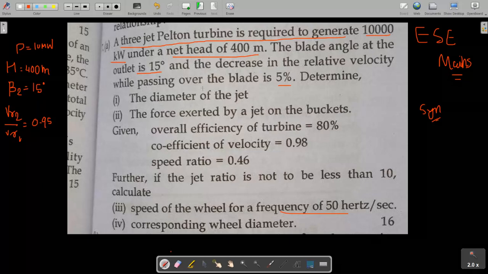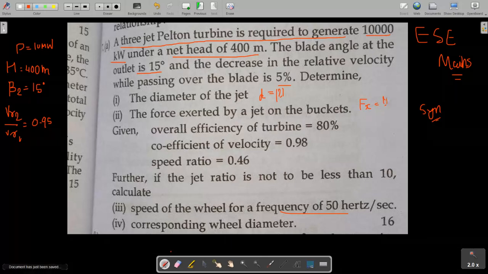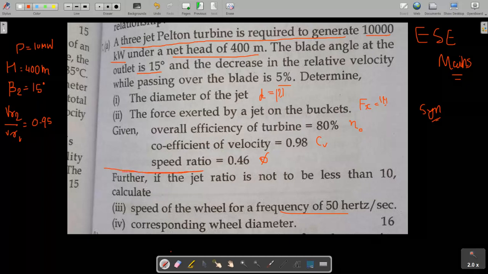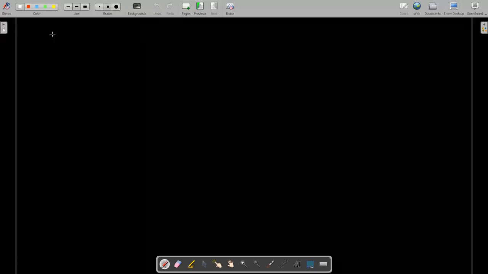Determine the jet diameter, small d we have to find, and the force exerted by the jet on the bucket, this force that we have to find. The overall efficiency of the turbine is given to us, the coefficient of velocity Cv is given to us, and the speed ratio phi is also given to us. Now the second thing is given, but before we go to that, first let us find these two things, the diameter of jet and this force. As we know, this is a three jet turbine.